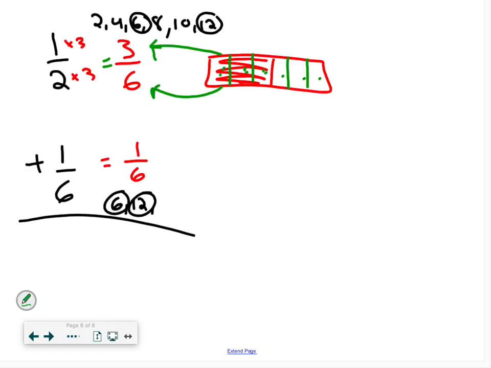I'm making equivalent fractions so I can have like fractions so I can add them. Now I can add 3/6 plus 1/6, and that gets me 4/6.